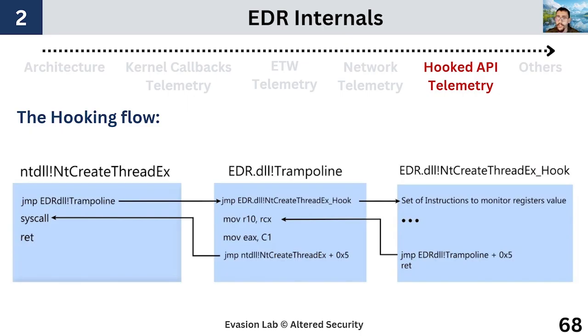It performs an additional jump to another function, EDR.dll NtCreateThreadEx hook, which is responsible for security checks. The hook function executes a set of instructions to inspect and log register values. After performing its analysis, the hook function jumps back to the EDR.dll trampoline plus 0x5, skipping the initial hook instructions and restoring execution flow. Finally, it executes the system call properly via syscall, allowing normal execution if no threats are detected.